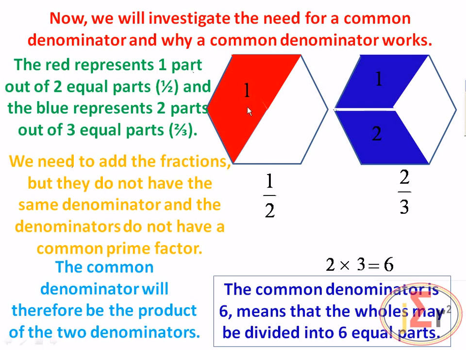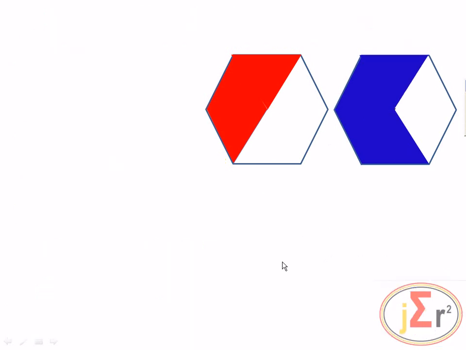This whole is divided into how many equal parts, Jerry? 2. And this whole is divided into how many equal parts? 3. Right. But we are saying that without affecting the arrangement that we have here, it is possible to divide each whole into how many equal parts? 6. And that we have to do in order to add the fractions. So we will do that on the present slide.